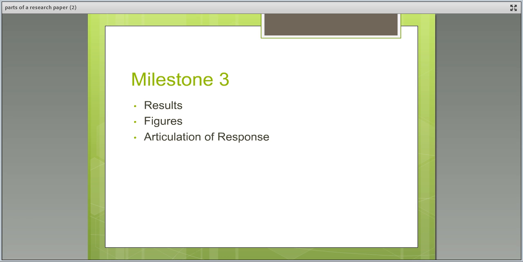So for milestone 3, you're going to be graded on the results section that you write, the figures, and also for articulation of response. So we'll cover each of these today.